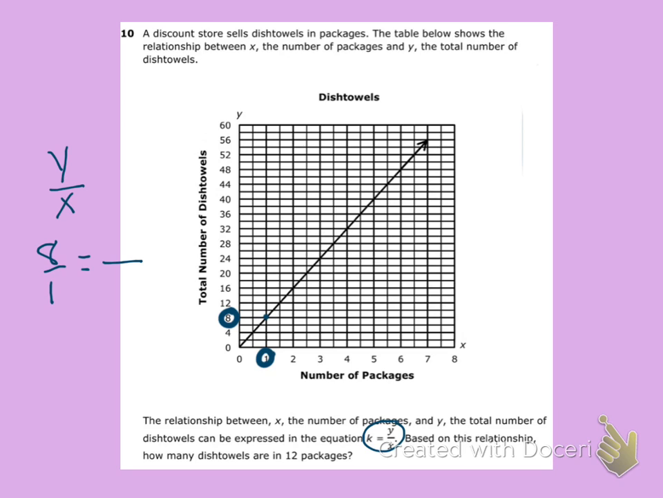Okay, and when I go to figure out 12 packages, is 12 packages your X or your Y? Good, 12 is your X. So is that going to go on the top or the bottom? It's going to go on the bottom. And I've got to figure out X. So you cross multiply, and X equals 8 times 12. And that will be your answer.